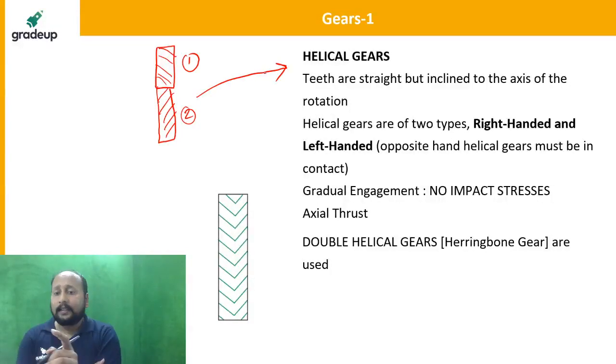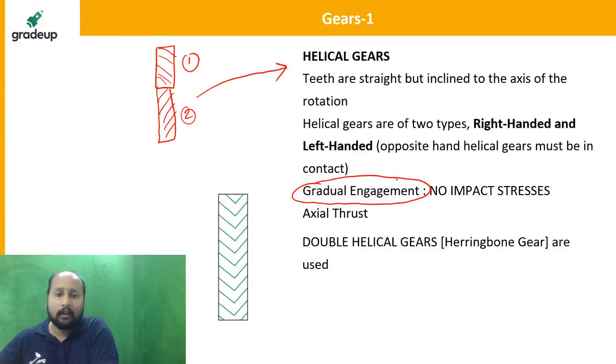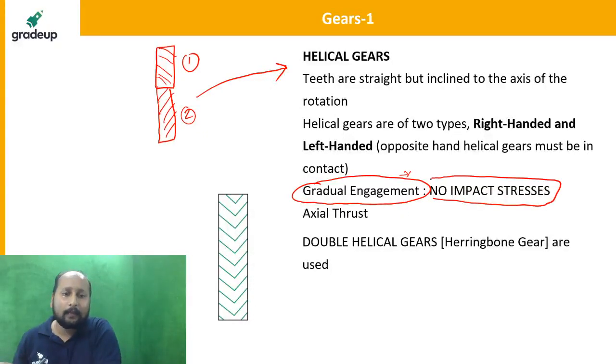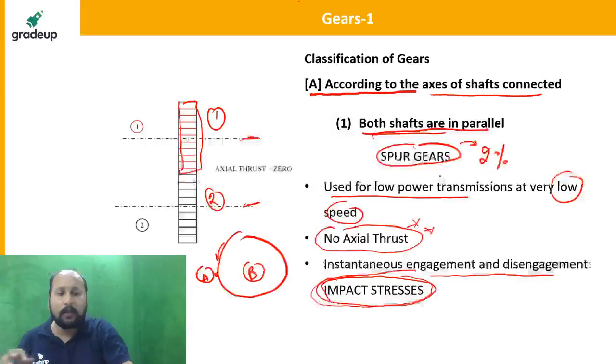The most important advantage is that there is a gradual engagement. What is the meaning of gradual engagement? It means there will not be any impact stresses. Why no impact stresses? Because there is gradual engagement. In the previous one, there was instantaneous engagement and disengagement, due to which we had high impact stresses.